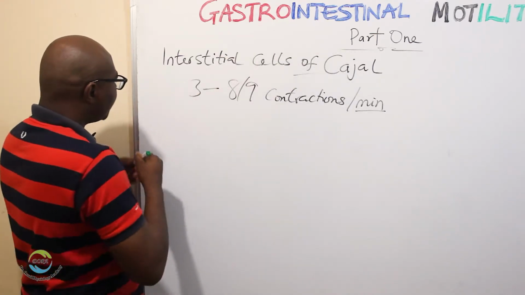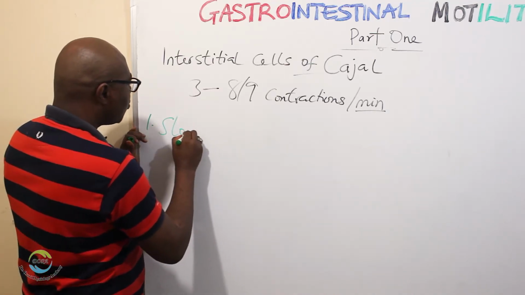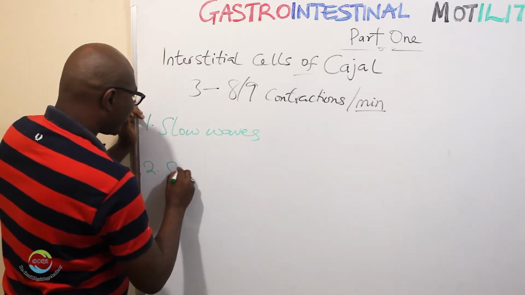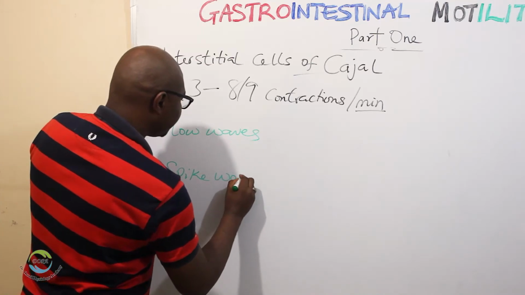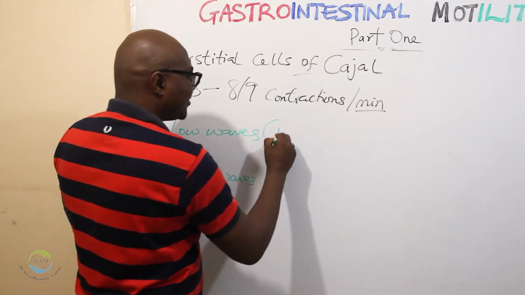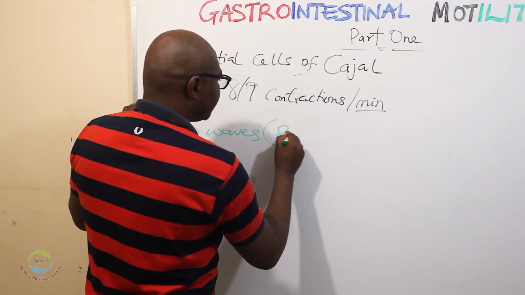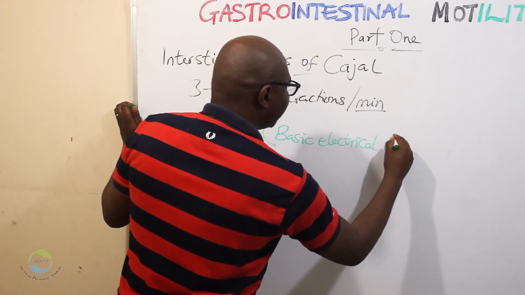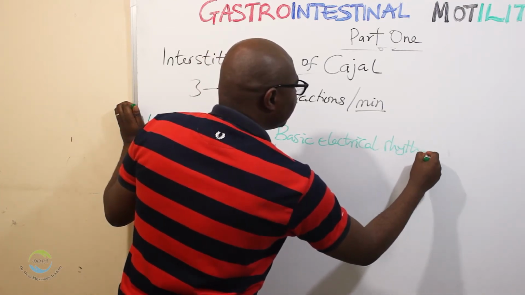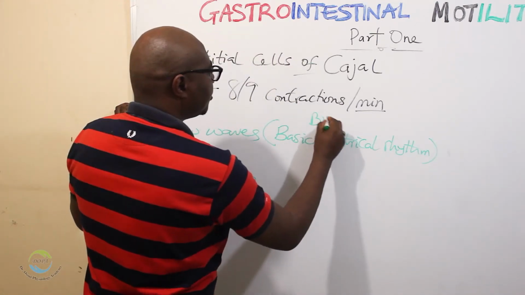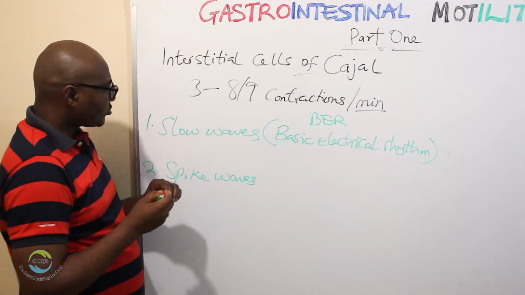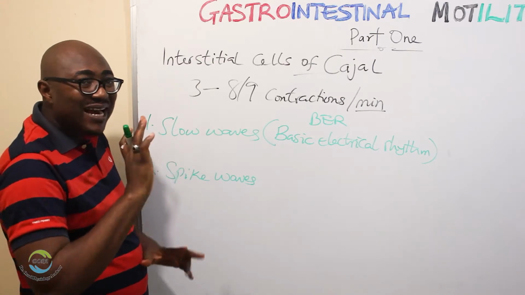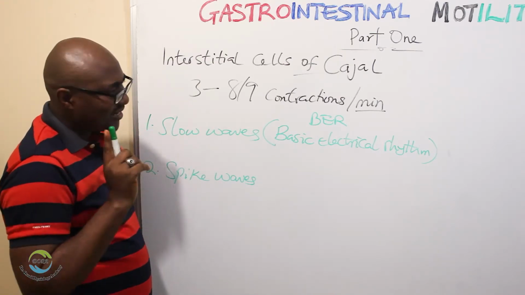So they have 2 kinds of impulses that are generated in the enteric nervous system that leads to motility and so on. Okay, one of them is called slow waves. Number 2 is called spike waves. Okay, the slow wave is also known as the basic electrical rhythm, BER for short. So these slow waves, they generate impulses, but those electrical impulses are not action potentials.